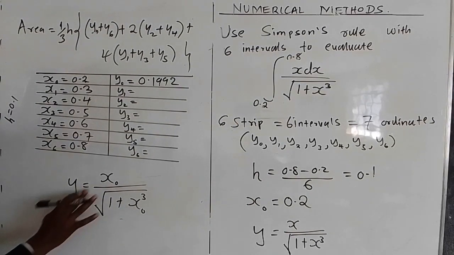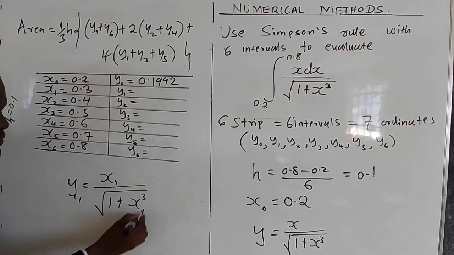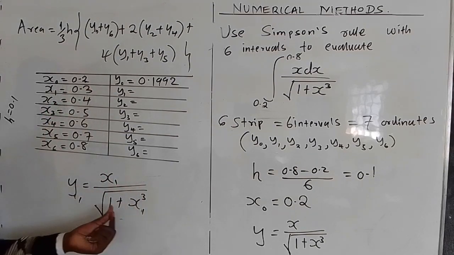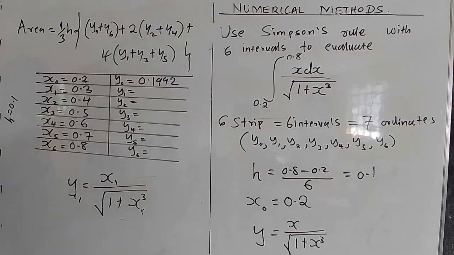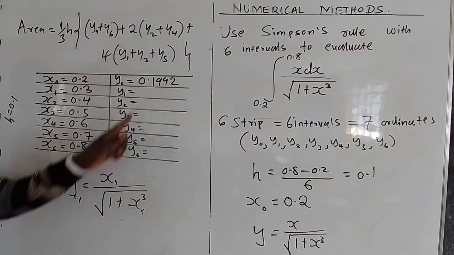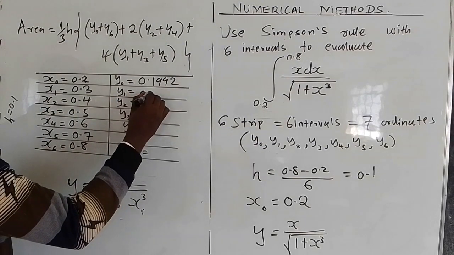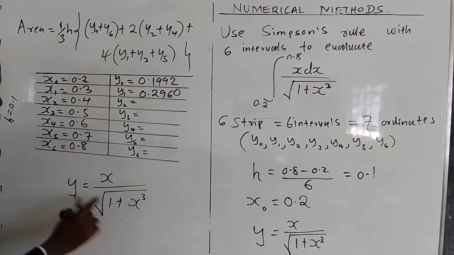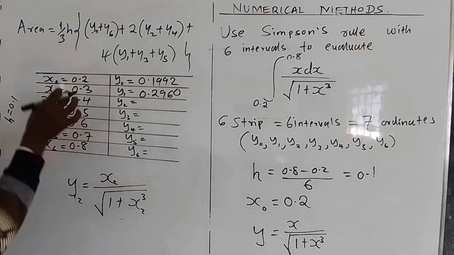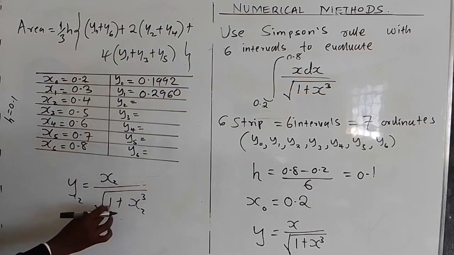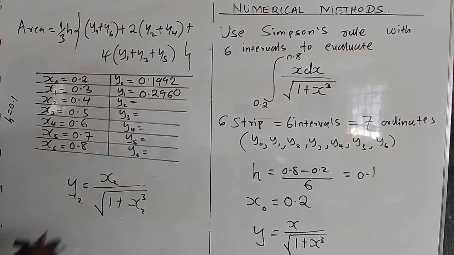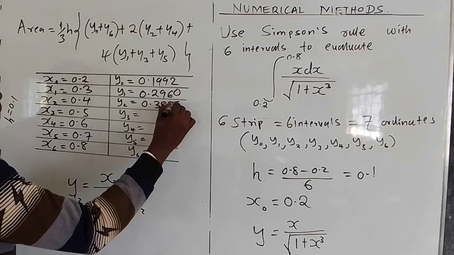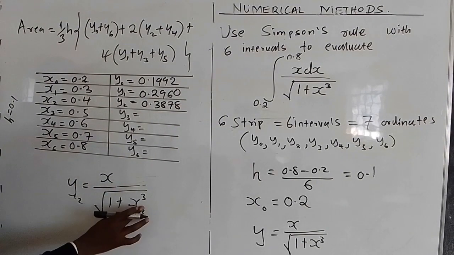Then when you are now looking for y1, you put x1 where there is x. So y1 will be x1, which is 0.3, over the square root of 1 plus 0.3 cubed. You substitute the value of x1, isn't it? You get y1 to be 0.296. So if you are looking for y2, you put x2, which is 0.4, over the square root of 1 plus 0.4 cubed. You get y2 to be 0.3878, isn't it? Yes.